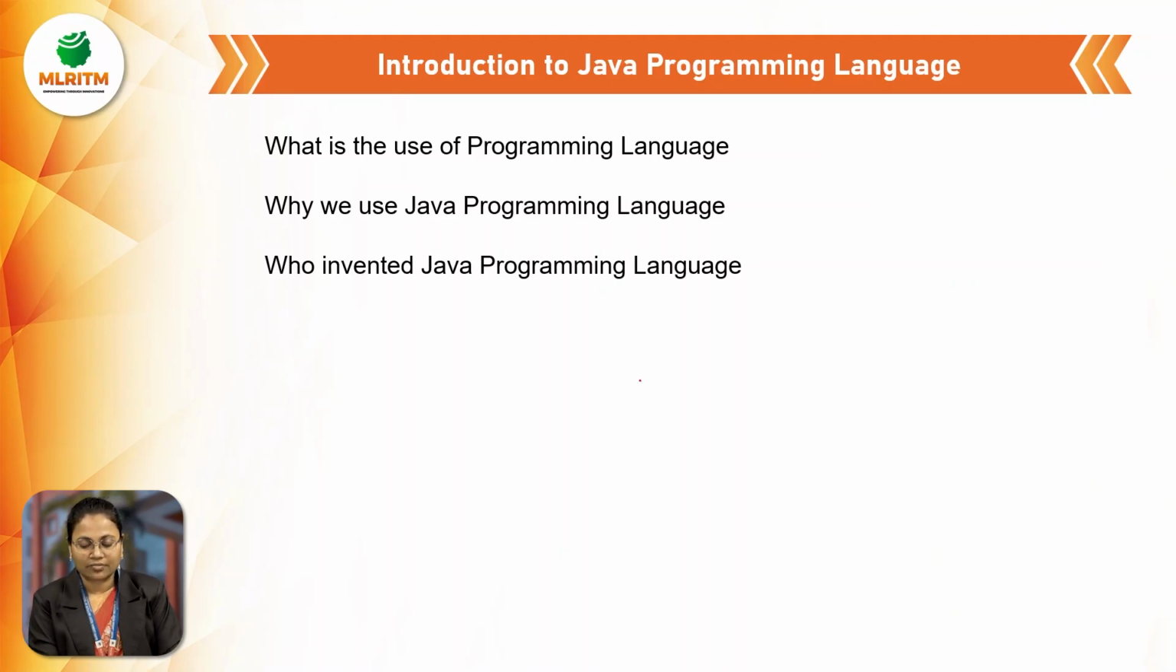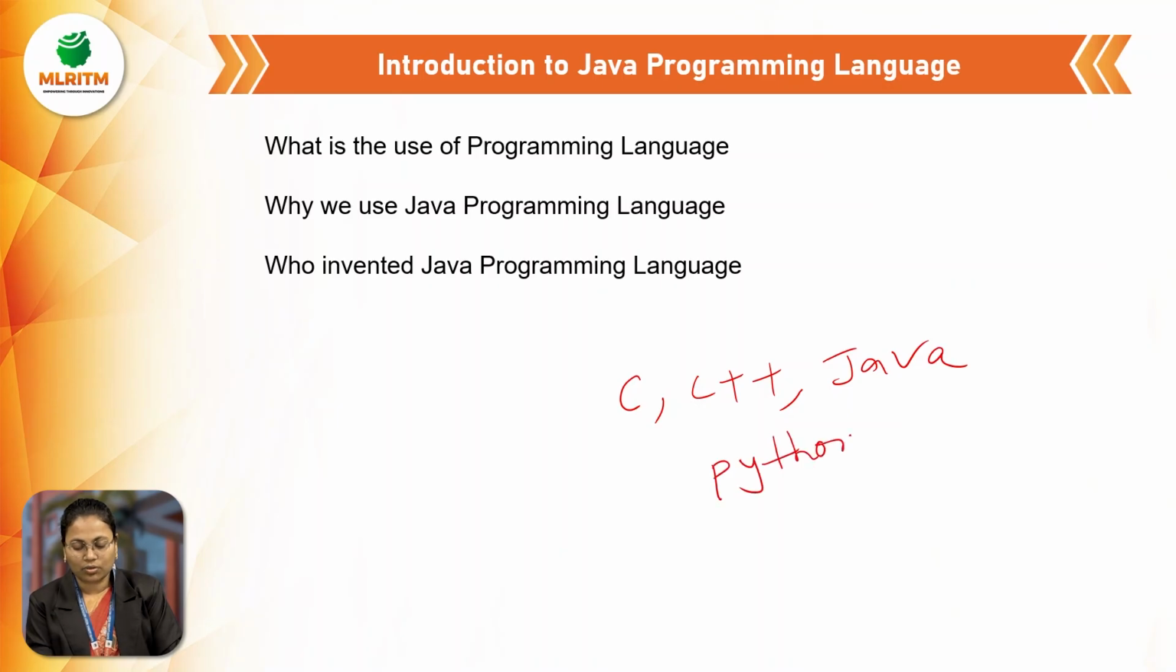Let's say, for example, we have C programming language, C++, Java, Python, .NET, like that, several programming languages. By using these languages, we can interact with the computer system, right? The programming language which we are going to learn in this session is the Java programming language.